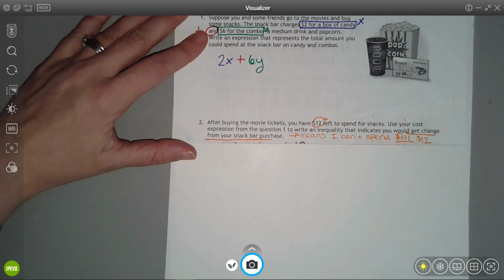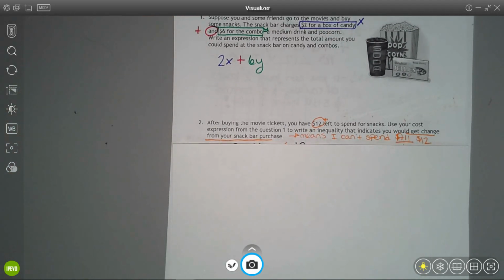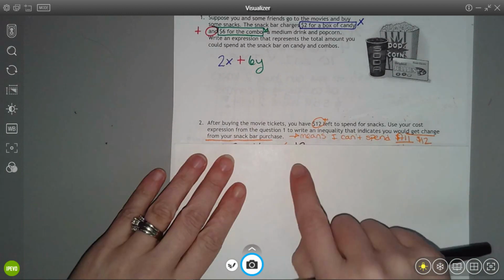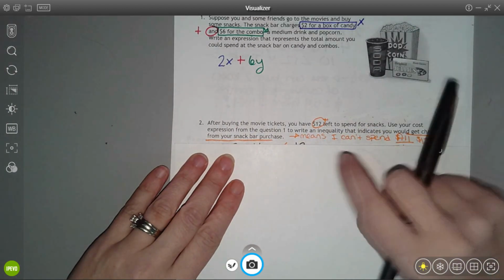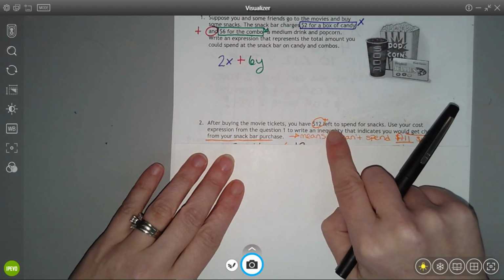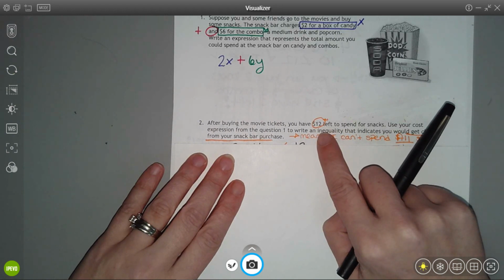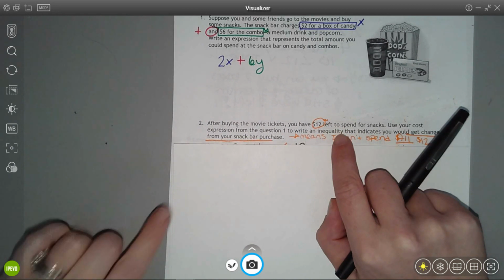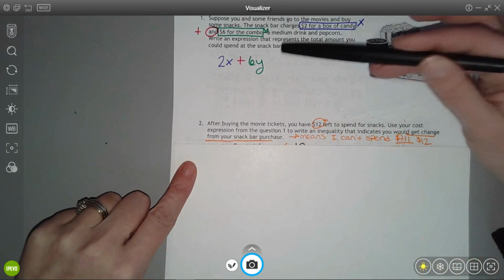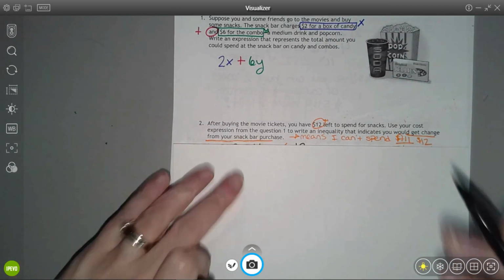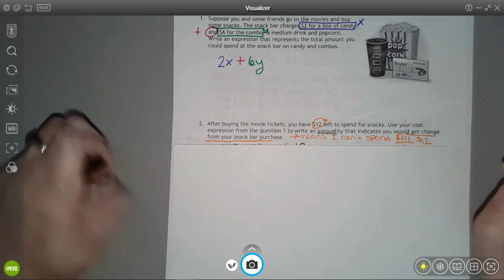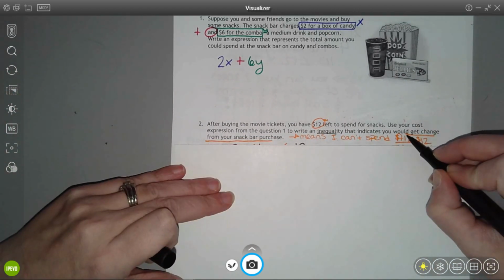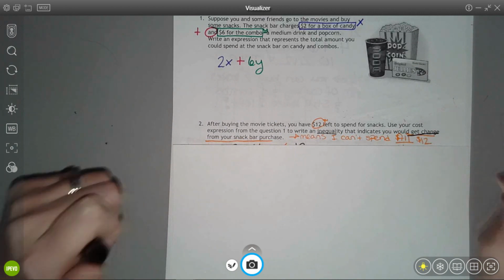Now jump down here to number 2. Same exact situation here, guys. We got our candy and our combos, but it says that we have $12 left to spend after we buy our tickets. Okay. We have $12 left to spend. They want us to use our expression that we made up here to write an inequality that indicates that we would get change from our snack bar purchase.